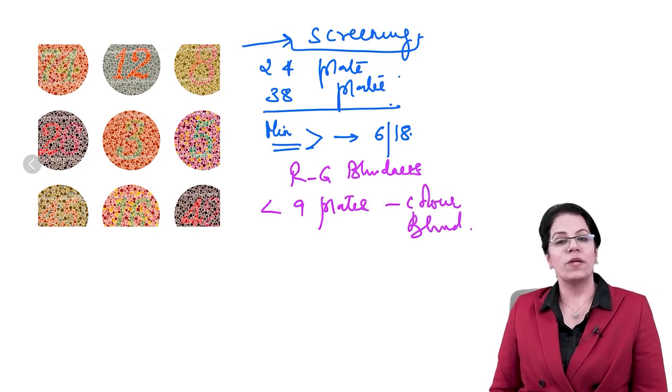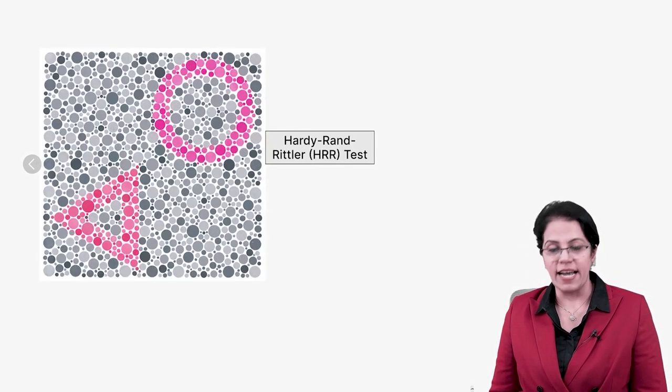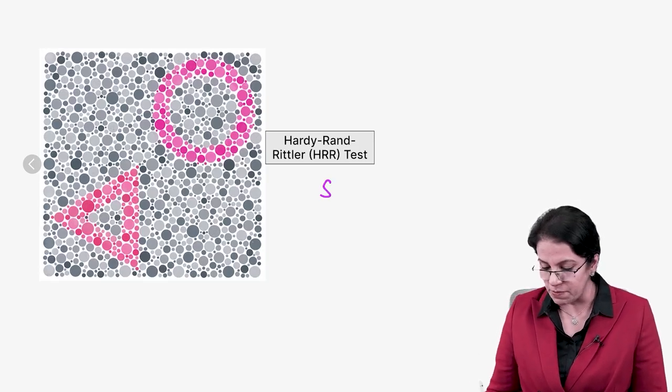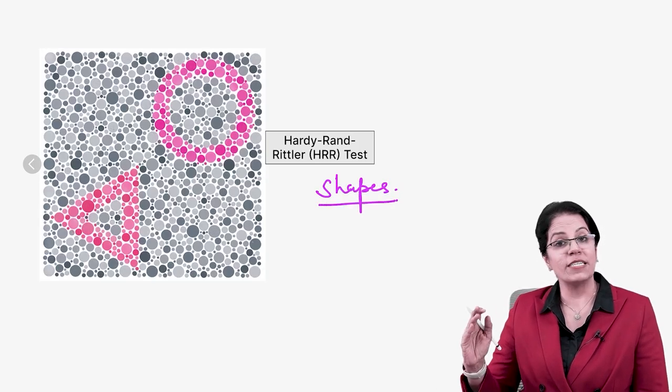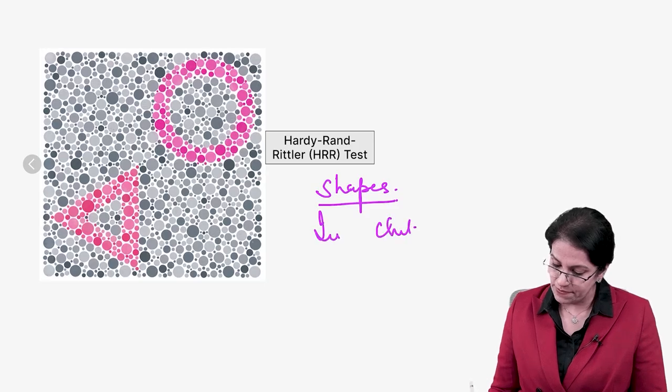Next, in children, we use the Hardy-Rand-Rittler test, where the children can actually see the shapes. This mainly contains shapes, and here it is not limited only to red-green blindness. That's another important point. So this is used in children.